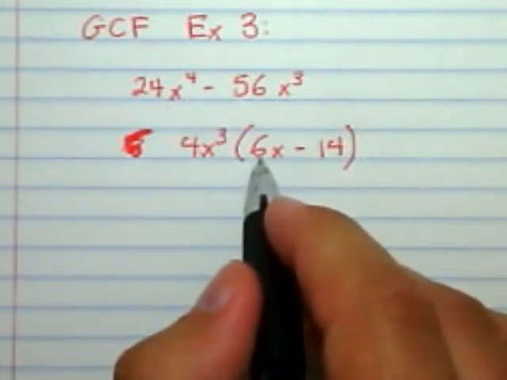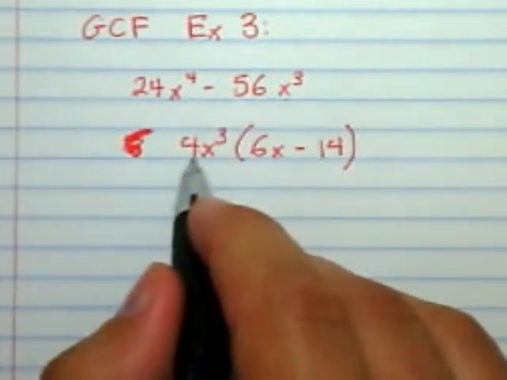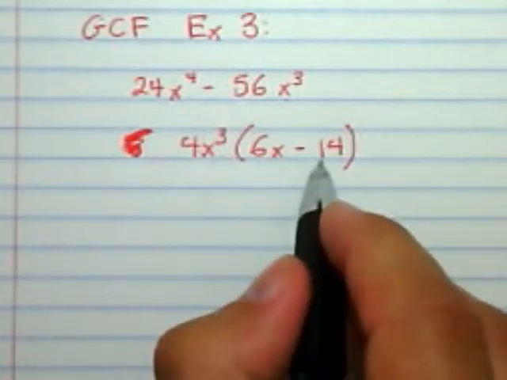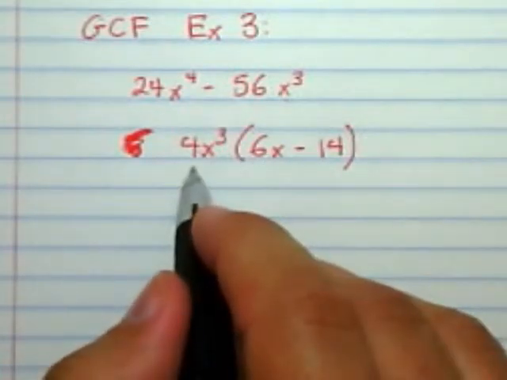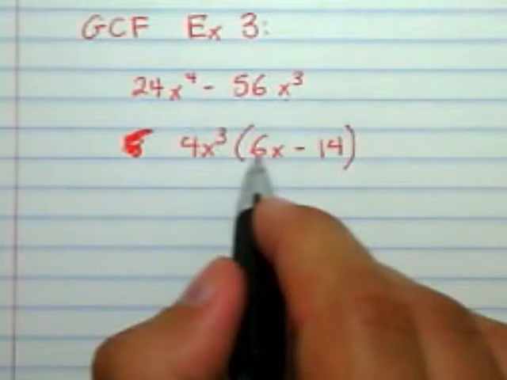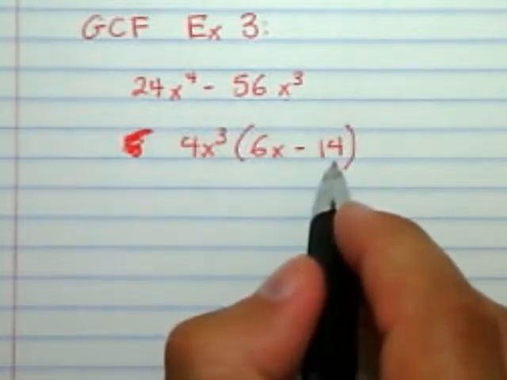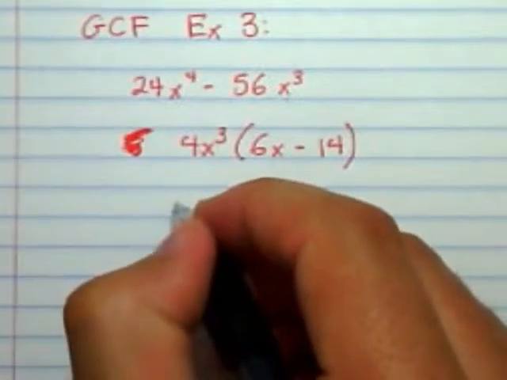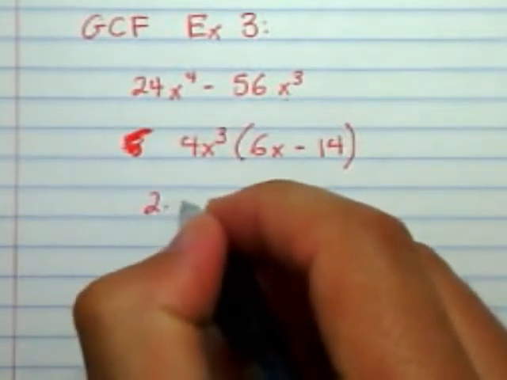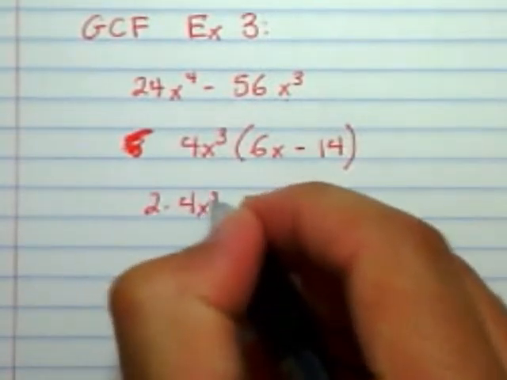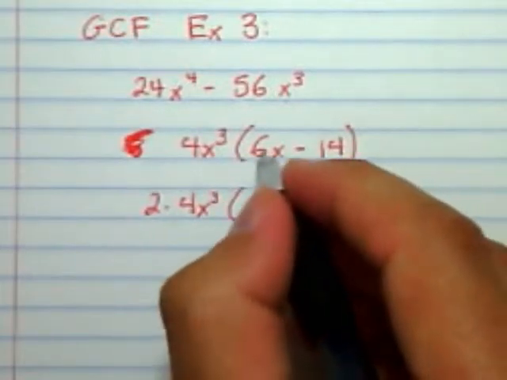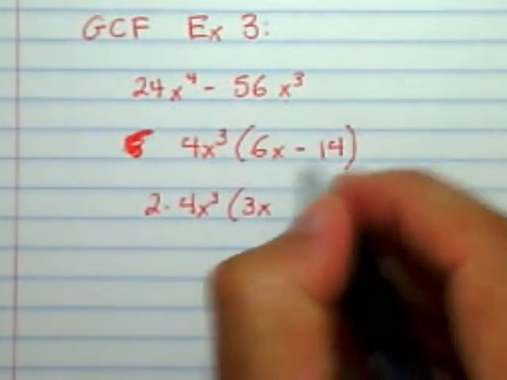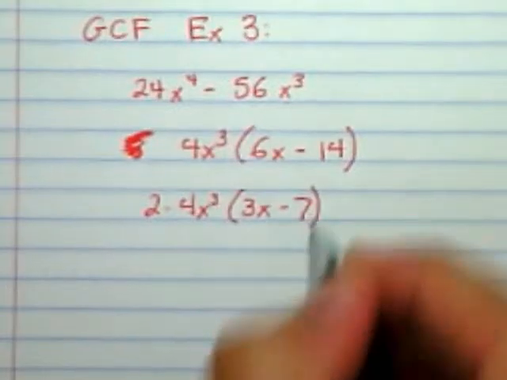I don't think we found the greatest common factor for our numbers because we still have 2 even numbers. So we can factor out again. So what can we factor out of 6 and 14? 2. So we're going to take a 2 out. We're going to remove it out here. So we're going to have 2 times 4x to the third. 2 goes into 6 3 times. 2 goes into 14 7 times.